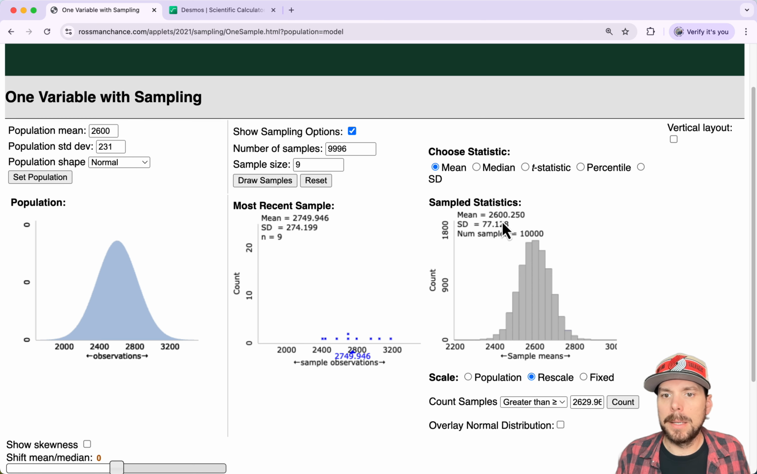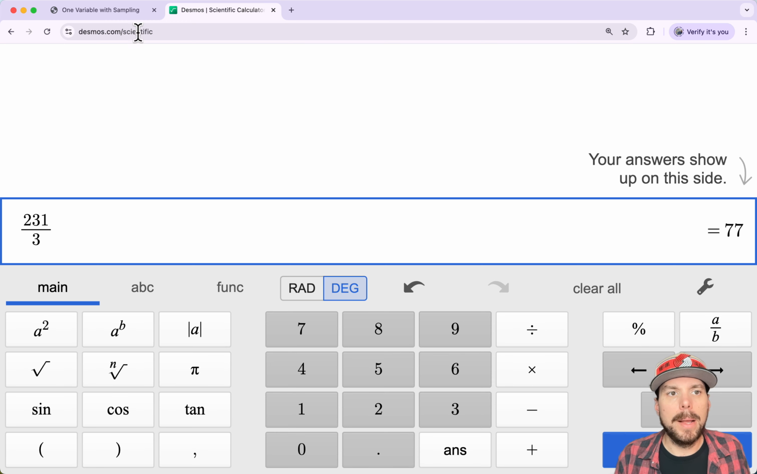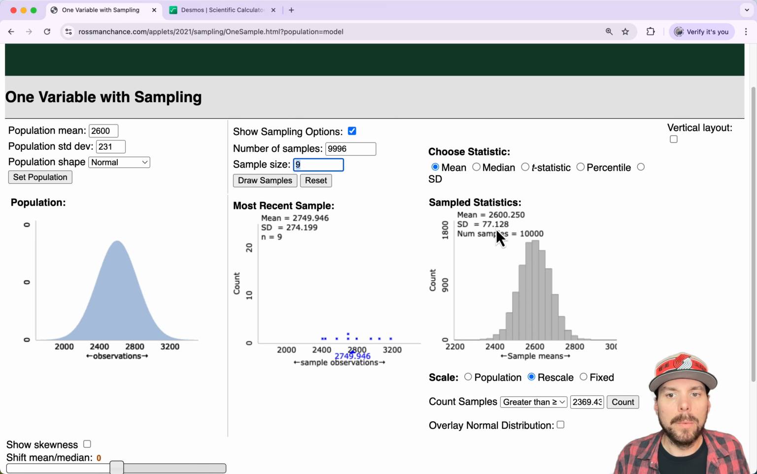As predicted by the central limit theorem, the mean of all these sample statistics is very, very close to the original population mean of 2,600. The standard deviation, over on the far right, we would call standard error. This is the standard deviation of sample means. We could estimate that by taking the original standard deviation, 231, divided by the square root of the sample size. The square root of 9 is 3, so 231 divided by 3 would be about 77. Here I've got 77.1. So here we're looking from sample to sample at what we would expect to get with our 10,000 simulations.